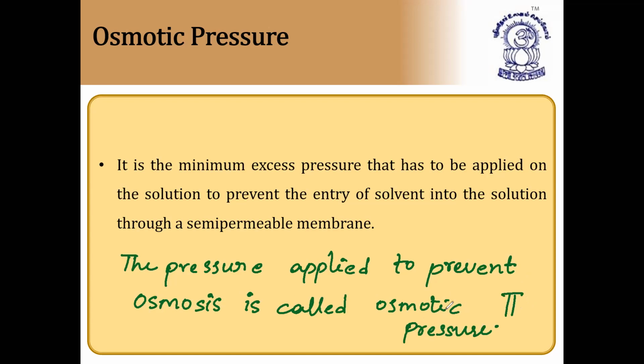In simple words, and definition wise, it is the minimum excess pressure that has to be applied on the solution to prevent the entry of solvent into a solution through a semi-permeable membrane. This is called osmotic pressure. Next.